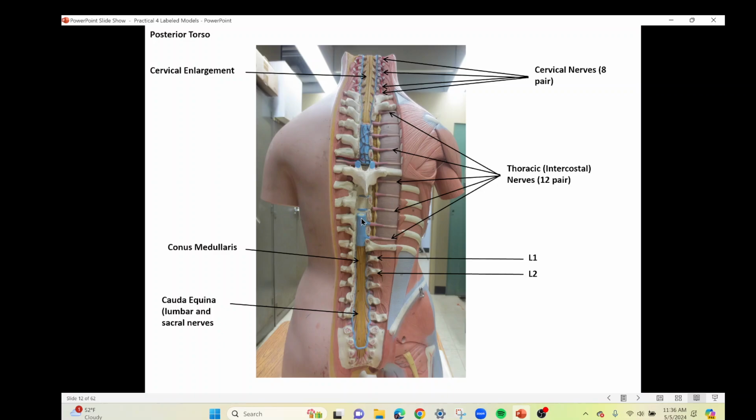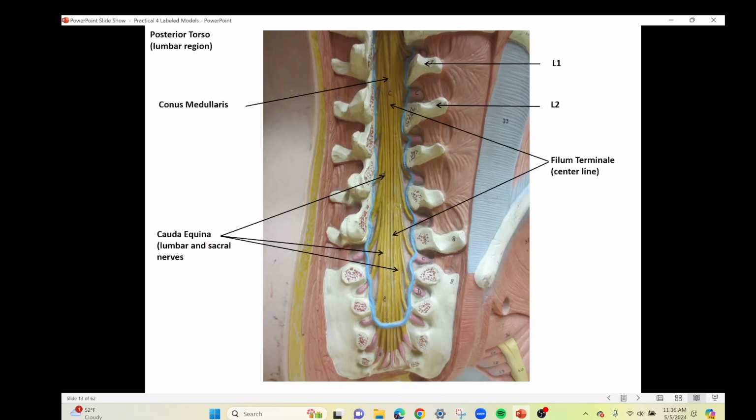And remember, it only goes down to the level of L1, L2. So I labeled here the transverse processes of L1 and L2. In the cervical spine, and I have some blow-ups of this, but in the cervical spine, we see a little bit of a swelling, a little bit of an enlargement known as the cervical enlargement. And it's from the cervical enlargement that we get the 8 cervical nerves, the 8 pair of cervical nerves. So let's take a look at those.